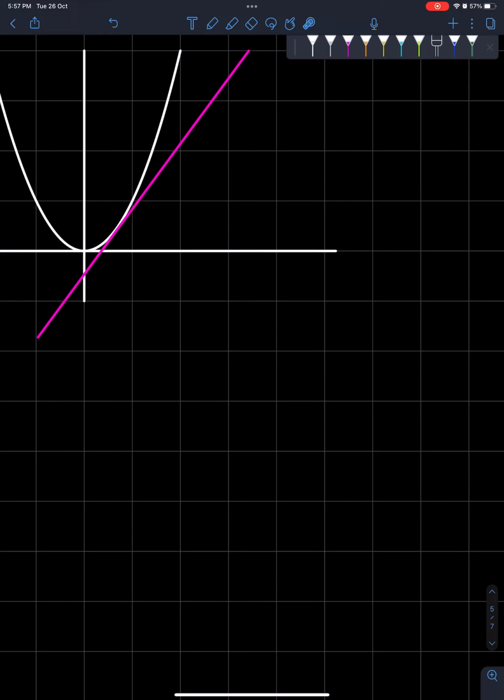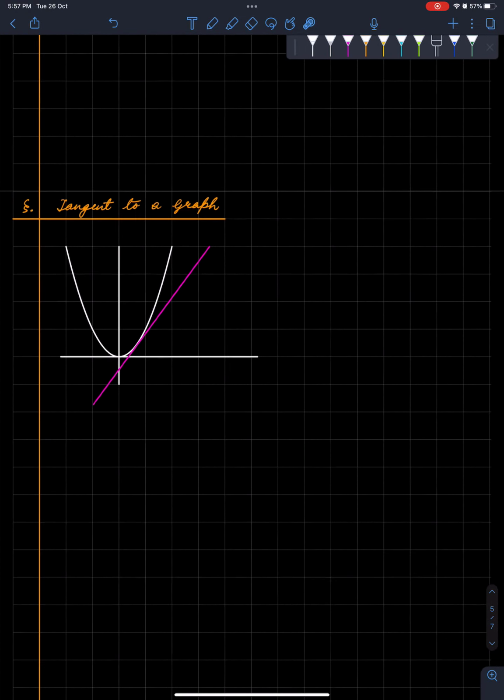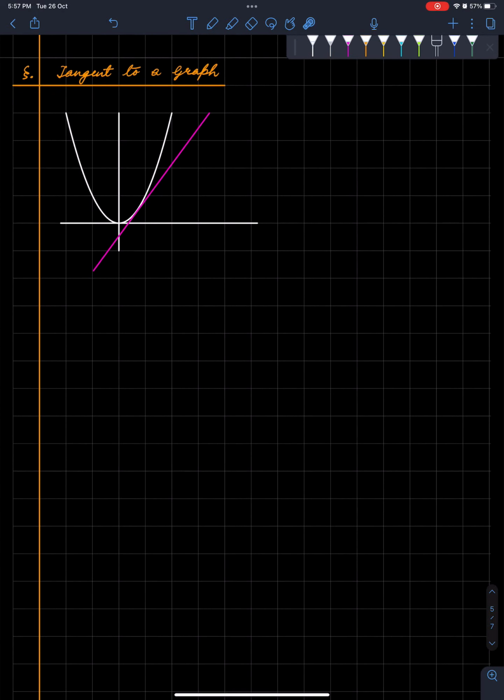And then what do you do? How do you define tangents? Maybe one would like to say that it is a line which touches the curve at exactly one point. But then what does one mean by touches? Touches is not a mathematically precise word. So we need to define what a tangent is properly.